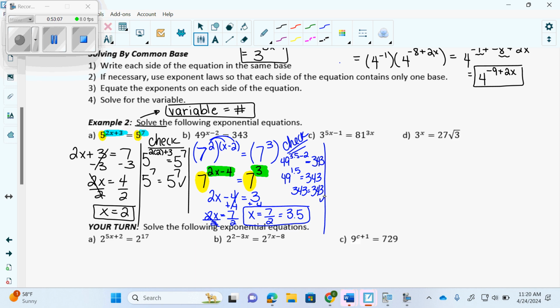For C, what base can I make them both be? I have a 3 and an 81. We never make them bigger bases. We always make them smaller bases like we did in all the rest of the questions. So we're going to make it be 3. So 3 is already good. That one's done. So we have 3 to the 5x minus 1. And 81 is 3 to the what? 4. So I'm going to get 3 to the 5x minus 1 equals 3 to the 12x.